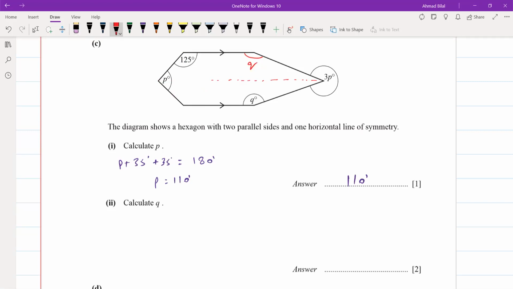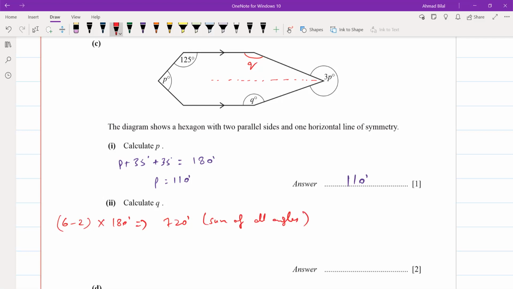नाउ वी नो दैट इट्स अ हेक्सागन. हेक्सागन में टोटल एंगल्स कितने होते हैं? हेक्सागन में सम ऑफ ऑल एंगल्स कितना होता है? कैन वी फिगर दैट आउट? Sum of all angles in a hexagon. We have 6 minus 2 into 180. What does that give us? That is 720. Okay, so this is the sum of all angles in a hexagon.